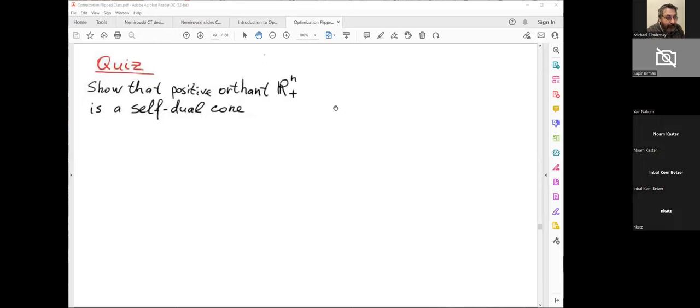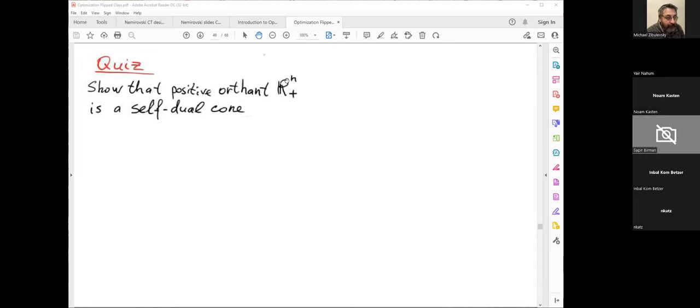I just remind you that you should show that any two vectors from the cone have non-negative inner product, yes? And if there is a vector outside of the cone, then you always can find a vector inside the cone which will have negative inner product. Analytical, shortly say, yes.